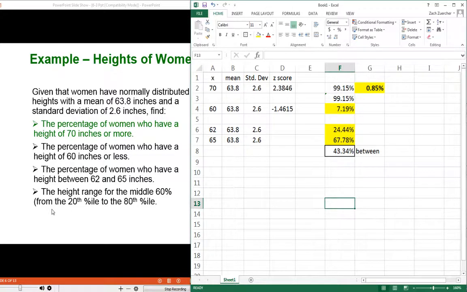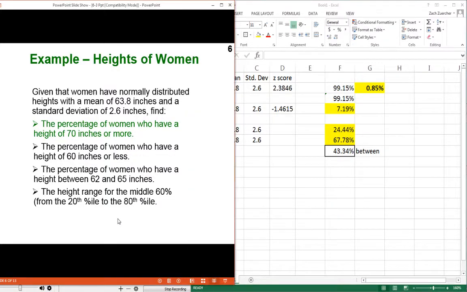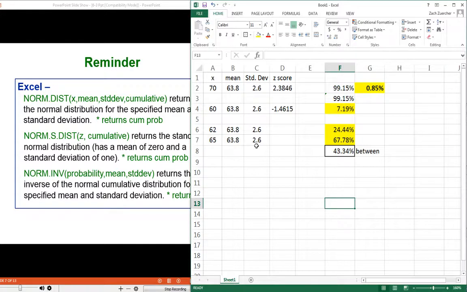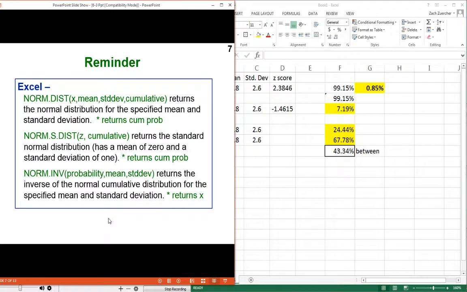I want to figure out what's the height of the women who are somewhere between the 20th percentile and the 80th percentile. This takes us to this equation right here, because we're going to be looking at from the 20th percentile to the 80th percentile with our mean of 63.8 and our standard deviation of 2.6. And see, that returns an x value. So since we're looking for percentile, that's going to be the probability to the left of a particular x value, so we can find out what that is.